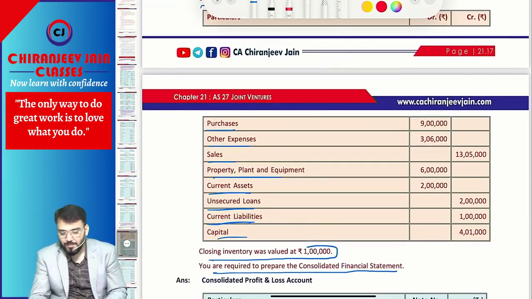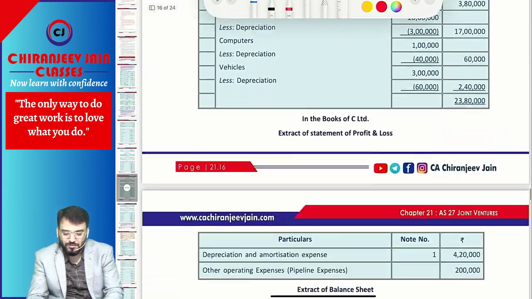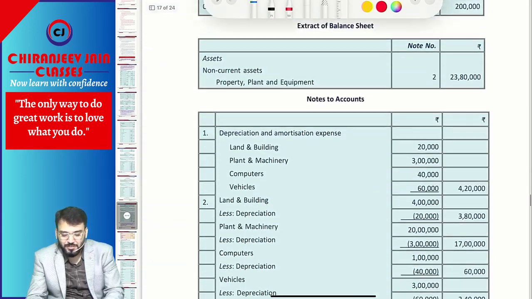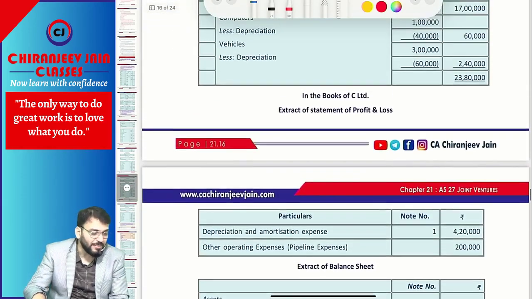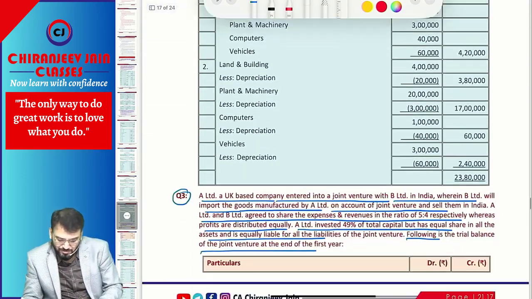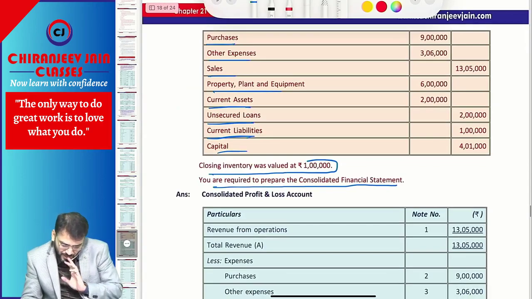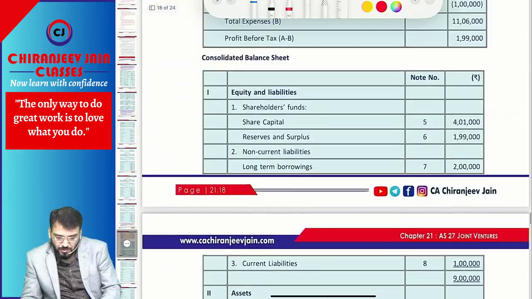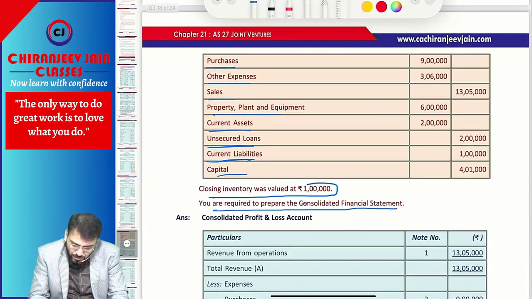We can do it now. Actually this is not a consolidated financial statement. They don't know how to create a question. They have asked for the balance sheet of the joint venture, so that is not a consolidated financial statement. That is a balance sheet of the joint venture. Understood what I am saying? What have they asked, fool? They don't know anything. This is not a consolidated financial statement.